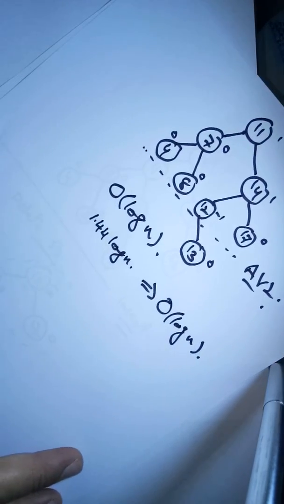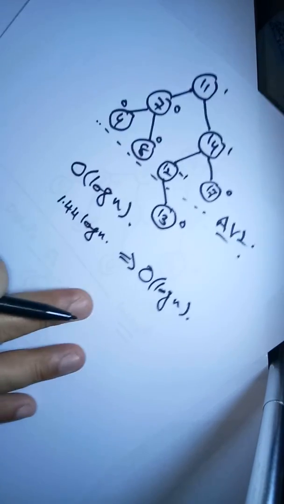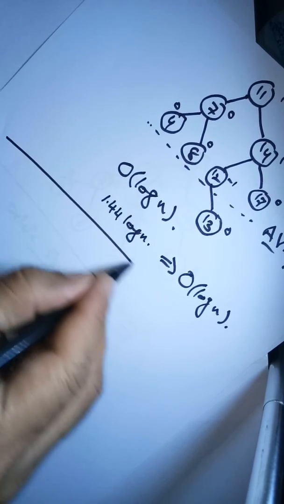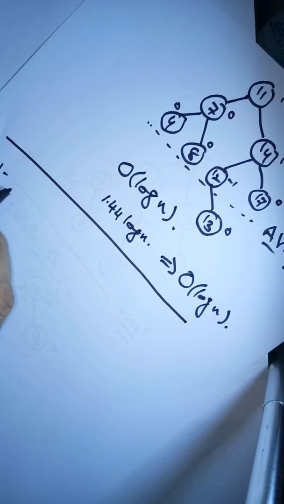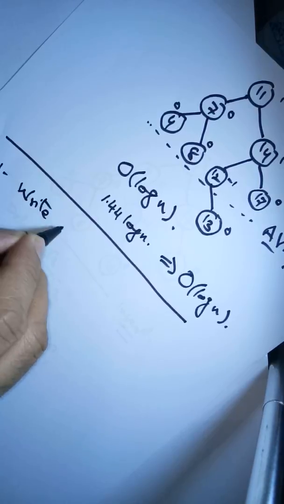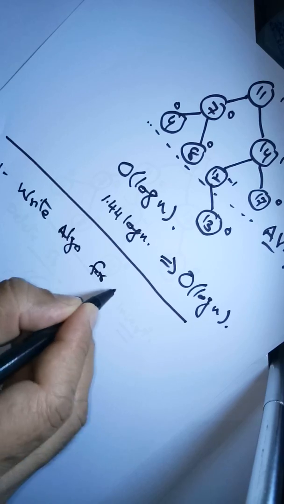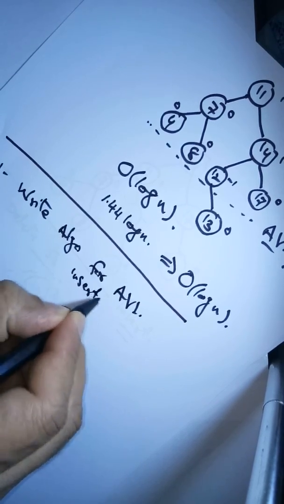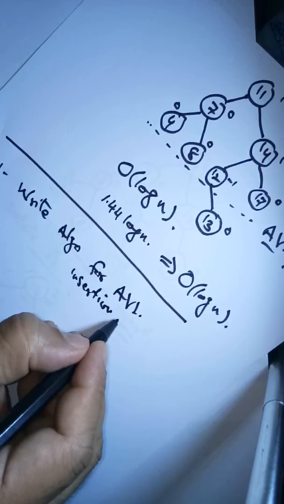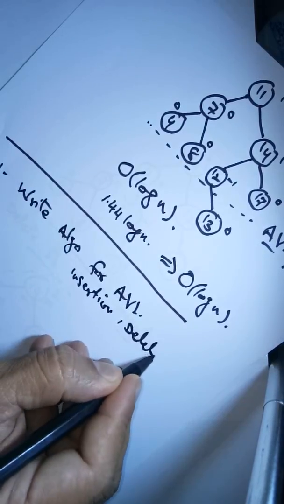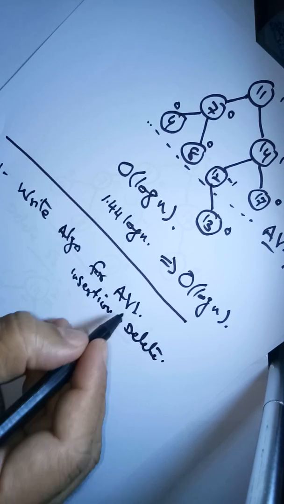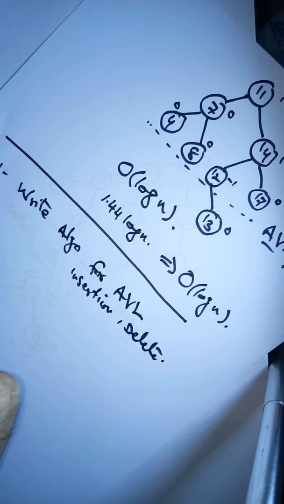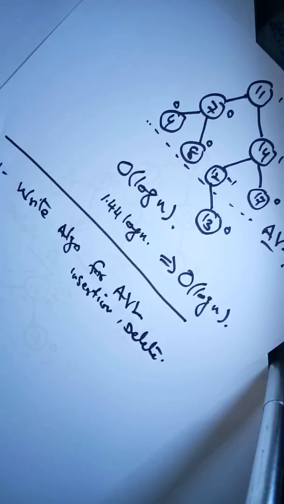Now your task, the assignment or the work that you need to do, number one, you know the logic. What you need to do now is write the algorithm for AVL, both insertion, insert a key, and delete a key from the binary search tree. So you need to write the algorithm for the AVL tree. That's the number one first task.